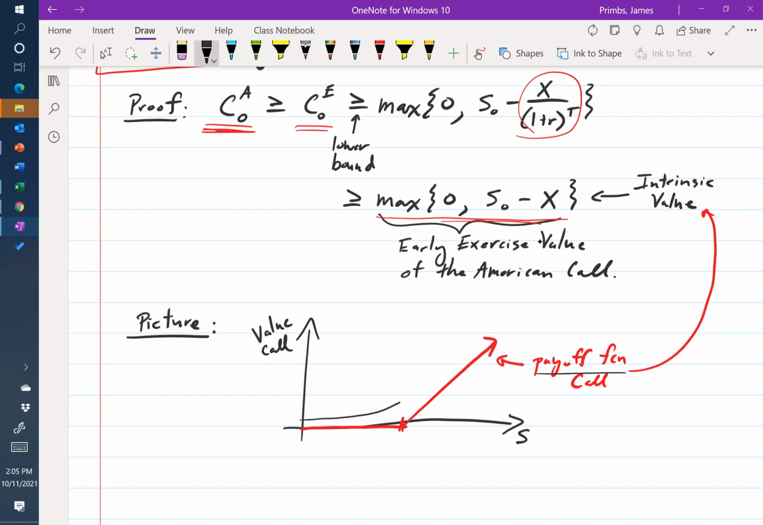So the value of the call, people often visualize it as something like this, as the black line, or maybe I should turn it into a green line. The value of a call, so this is the value of my call, this could be my European call, is always above the payoff value. Okay, so they will visualize it this way.